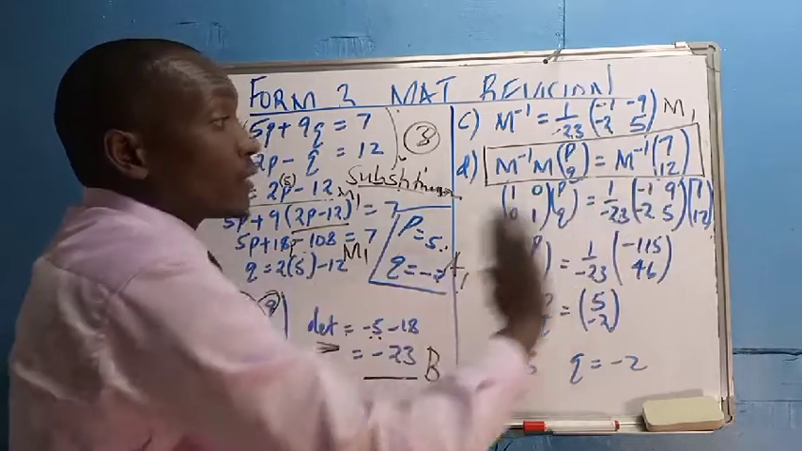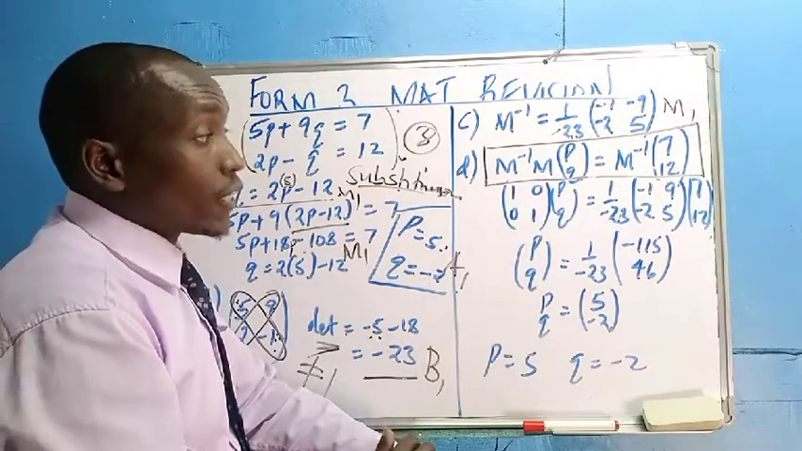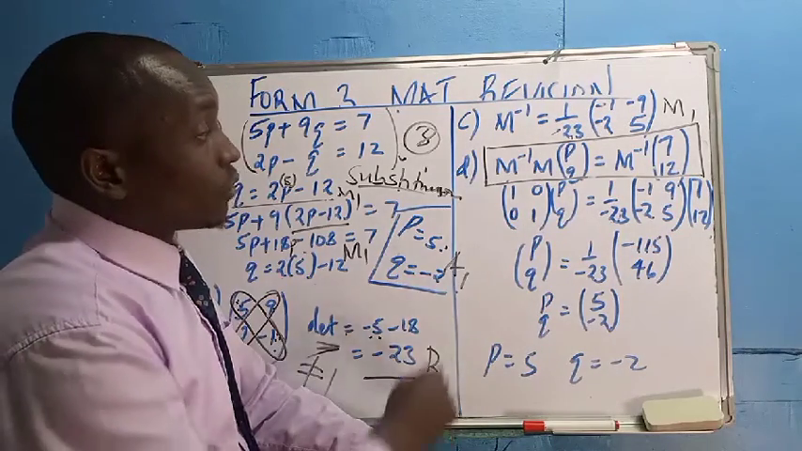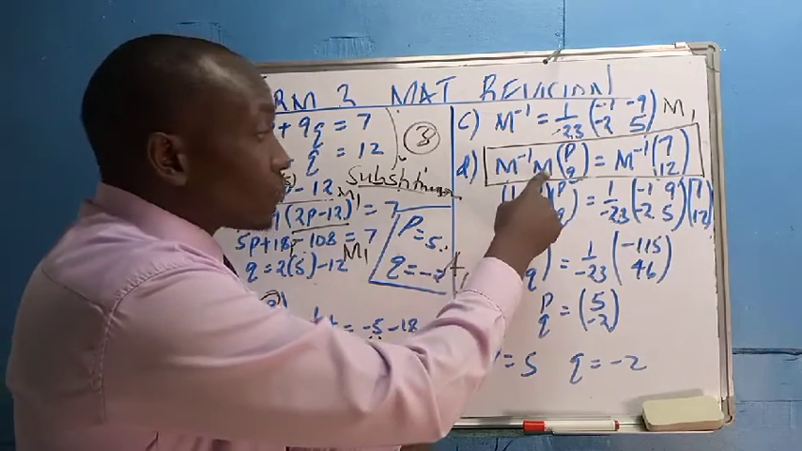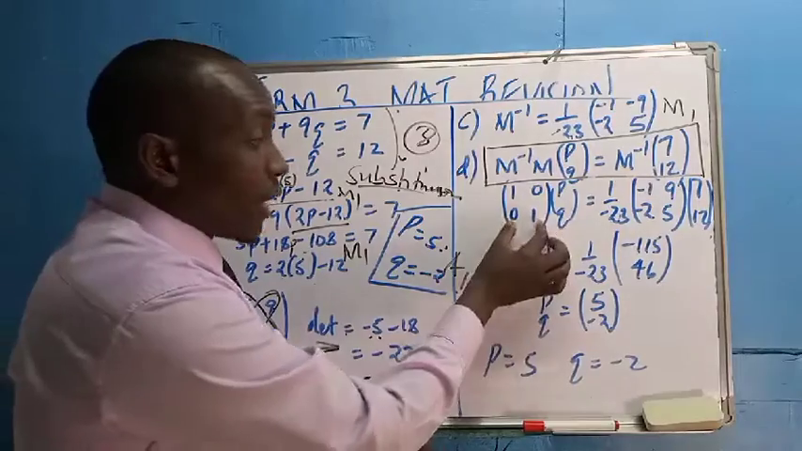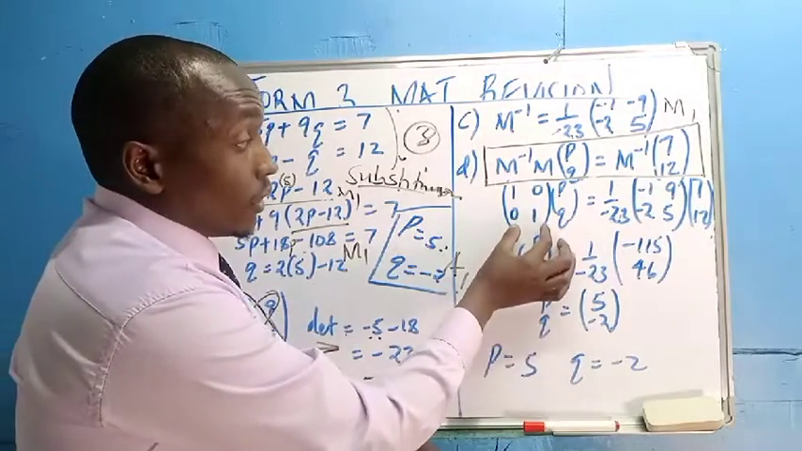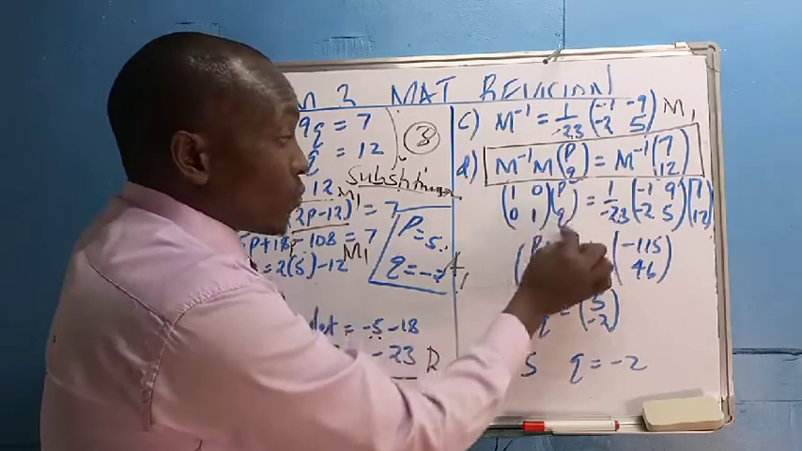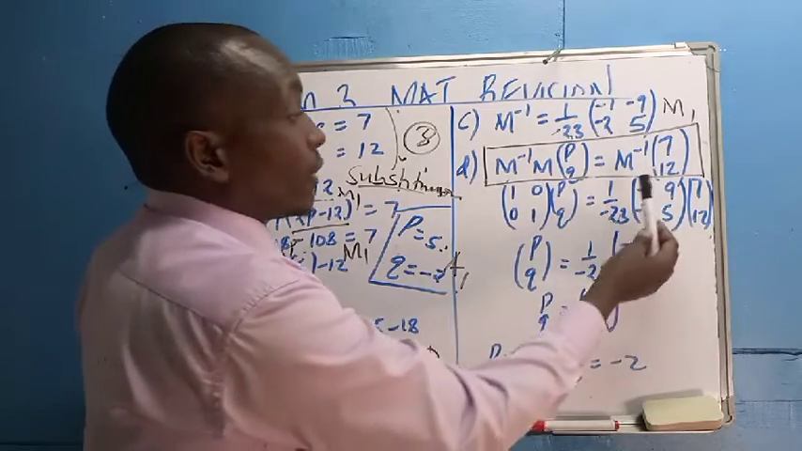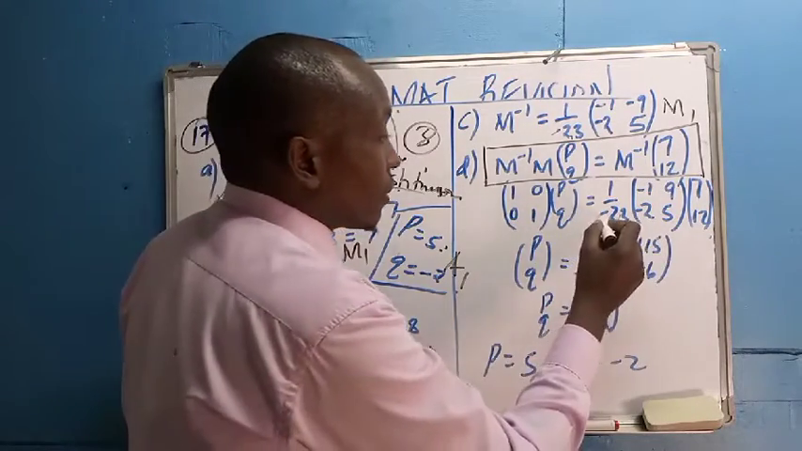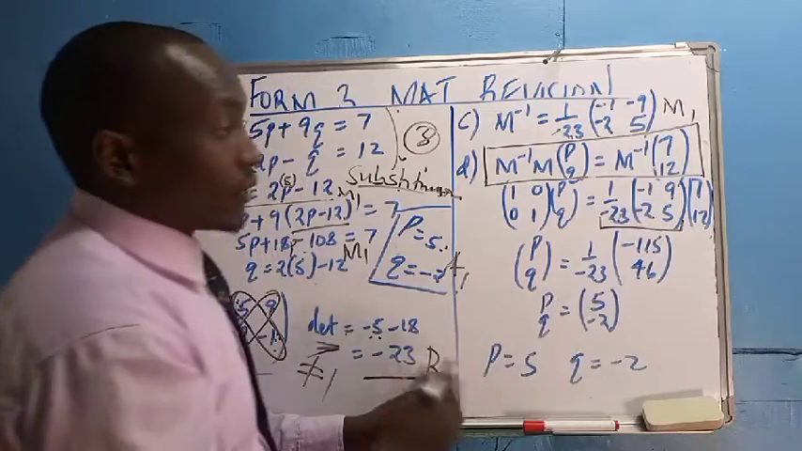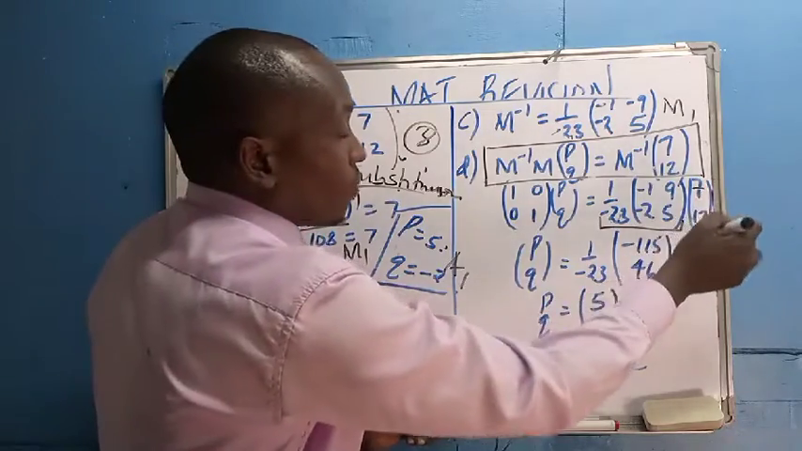If I'm able to do that, my student, you are halfway into solving that simultaneous equation. Remember, an inverse of a matrix times the matrix itself, you get a unit matrix. That is what I've done. Multiplied by PQ, yes, PQ. Then the whole of the inverse is here, the inverse that I had before, and then 7 over 12.